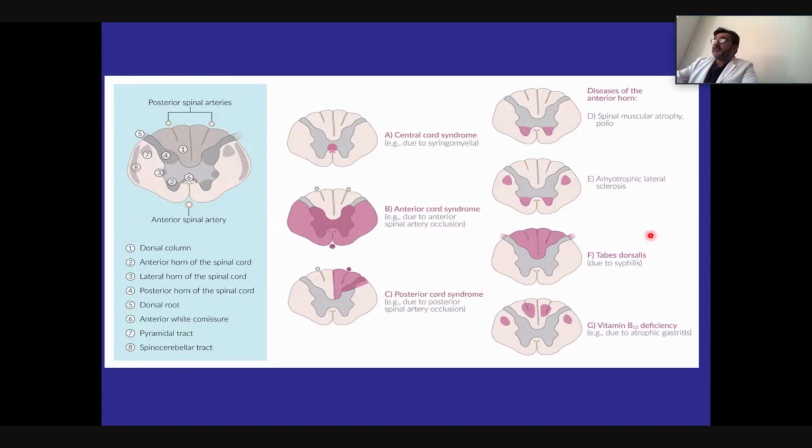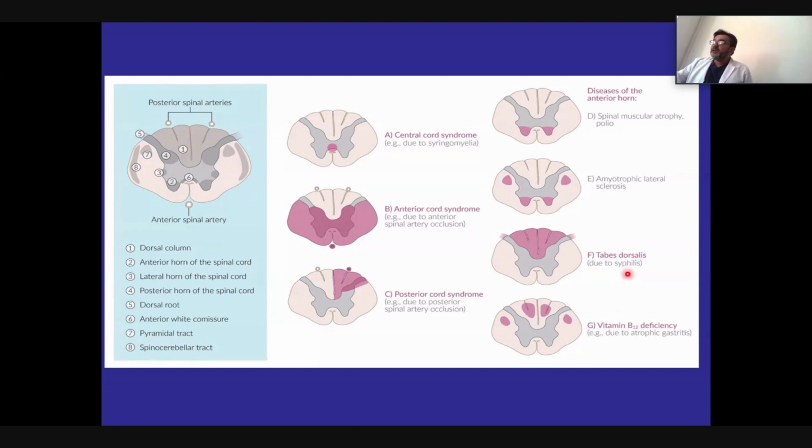Tabes dorsalis is the one which involves the posterior column, and usually there is sensory ataxia because of the loss of proprioception, and this happens because of syphilis. The tertiary syphilis can result in tabes dorsalis.